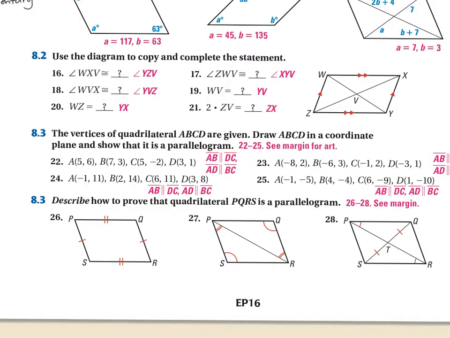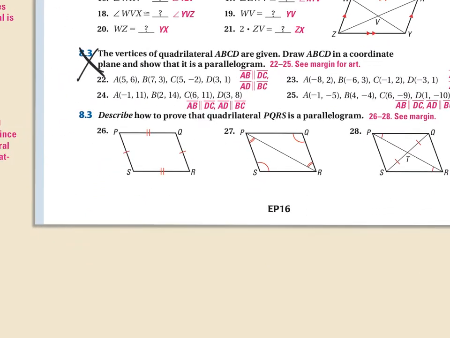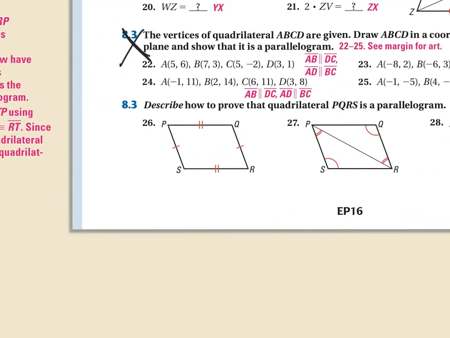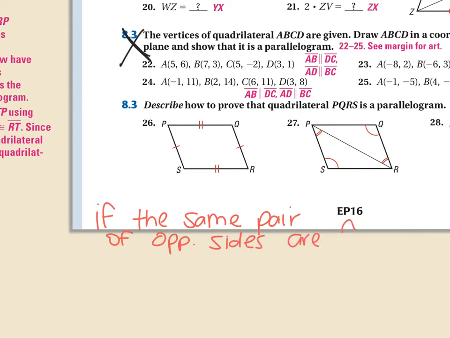The properties of parallelograms. 8.3, you can cross through. There's no coordinate stuff. And then 8.3 is how you would prove a parallelogram, which is the converse of all that stuff. So if both pairs of sides are congruent, if both pairs of sides are parallel, if both pairs of opposite angles are congruent, if the diagonals bisect each other, and then there's the one added one, that's if the same pair, so just one, of opposite sides are congruent and parallel. So it's all the same ones. It's the converse to all of the ones we just listed, plus that one.